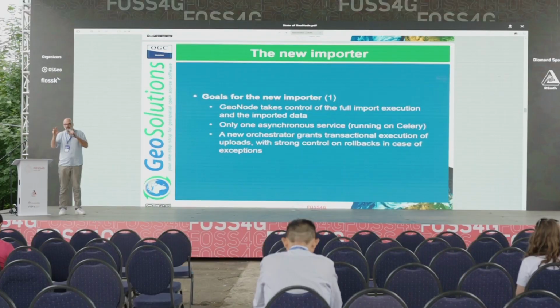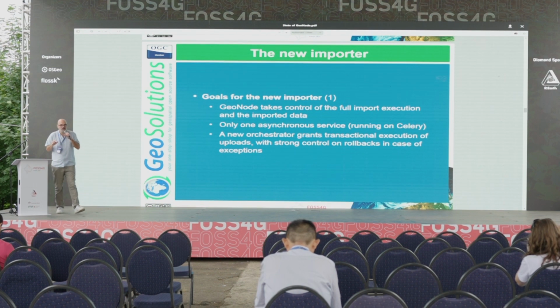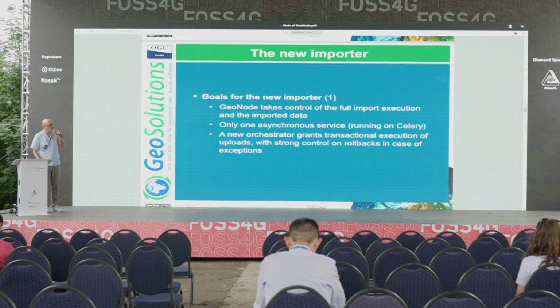the cartographic services. And we have a new orchestrator of this complex flow that takes control of all the things in a transactional way. So we have full control in case of errors or whatever. We are able to roll back and to avoid any inconsistency or partial uploads.